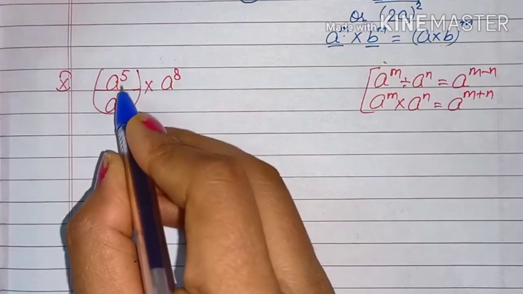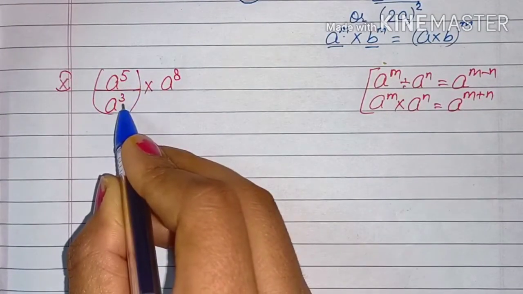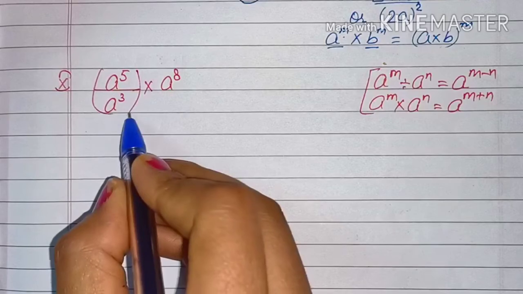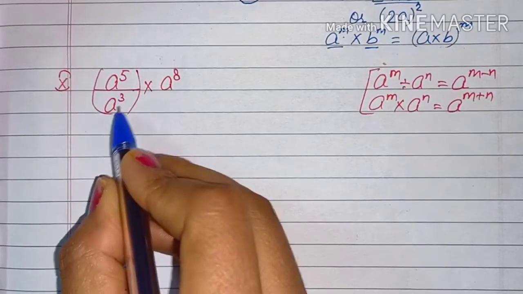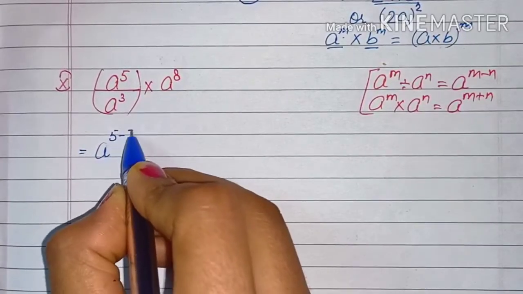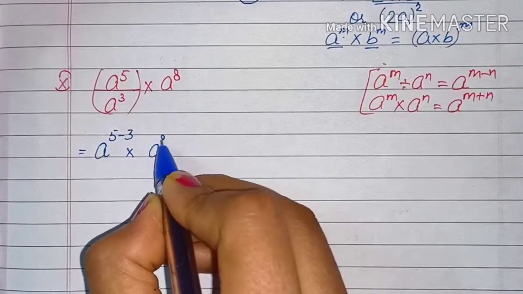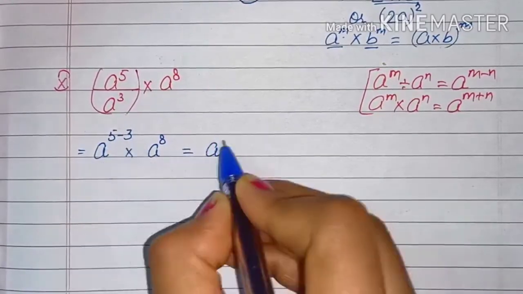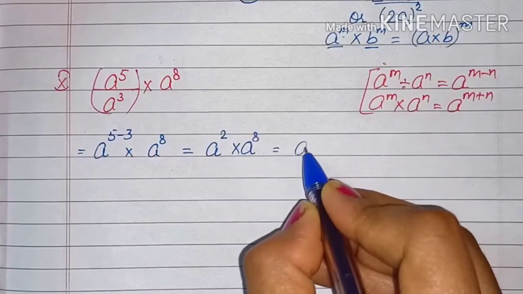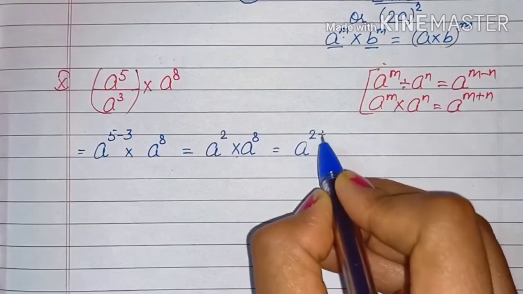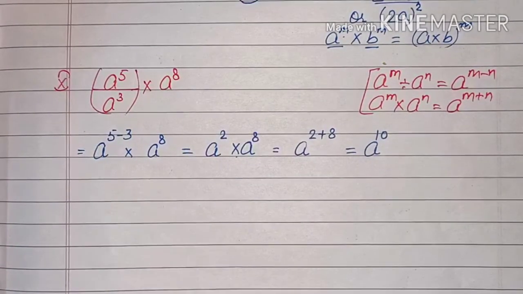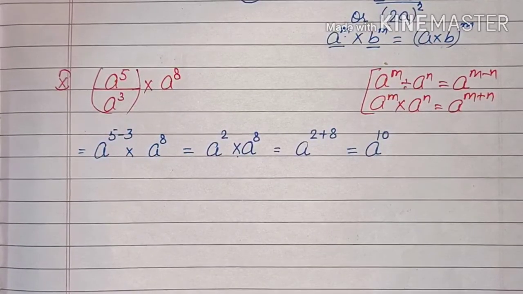In the 10th part, it is given a raised to power 5 upon a raised to power 3 multiplied by a raised to power 8. So first we will solve this bracket, and to solve it, here a raised to power 5 divided by a raised to power 3, so we will subtract the powers. It will be a raised to power 5 minus 3 multiplied by a raised to power 8, which is equal to a raised to power 2 into a raised to power 8. Now we will use the law again. Multiplication is there, so we will add the powers. It is a raised to power 2 plus 8, which is equal to 10. So the answer is a raised to power 10.